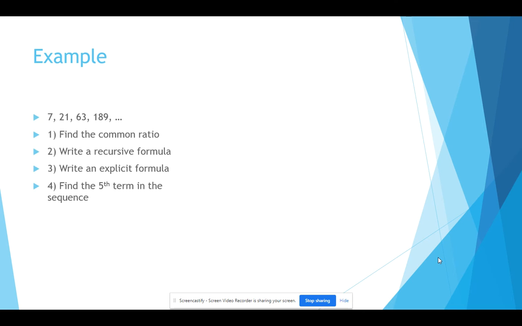Let's take a look at an example. I'm telling you that this is a geometric sequence, 7, 21, 63, 189, and so forth. I want you to find the common ratio. I want you to write a recursive formula, write an explicit formula, and then find the fifth term in that sequence. Pause the video at this point to give yourself a chance to try it on your own.